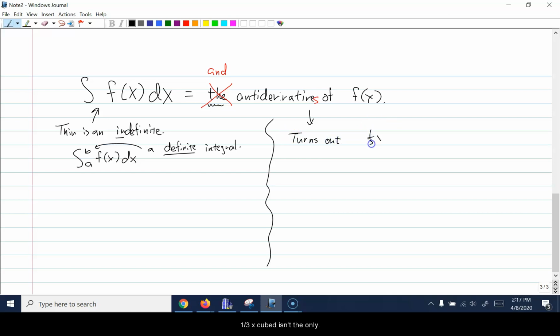The reason it's this complicated is, like I said, that 1/3 x cubed isn't the only antiderivative of x squared. Can you think of another one? Pause the video. Think of another for a second. I watch a lot of videos that say pause it and think about it, and I never pause it and think about it.